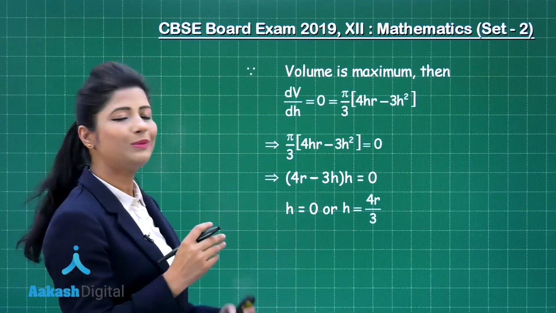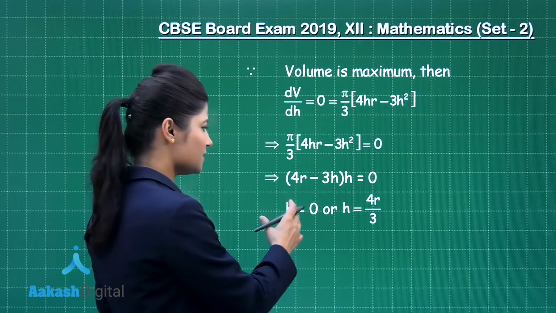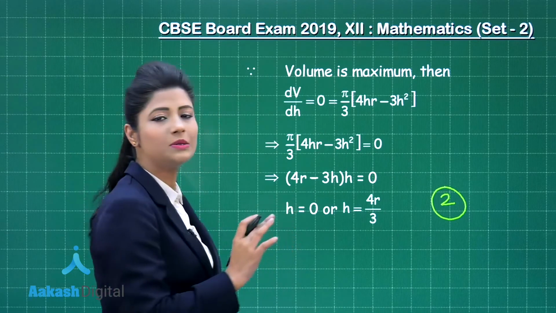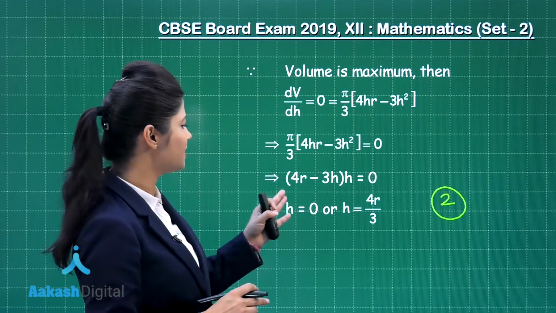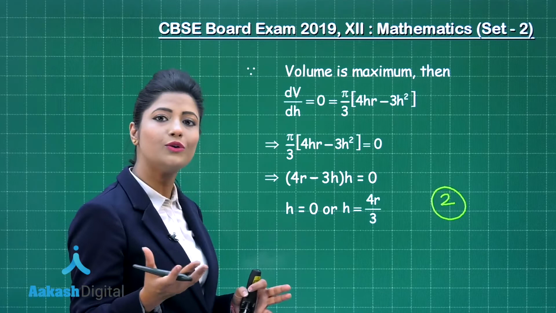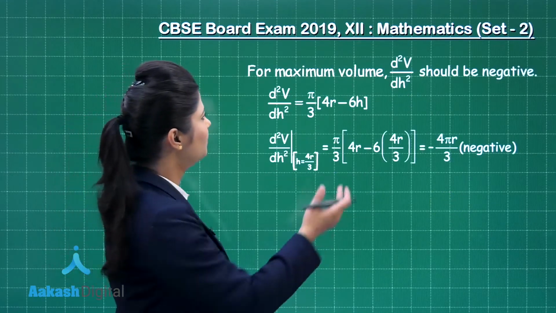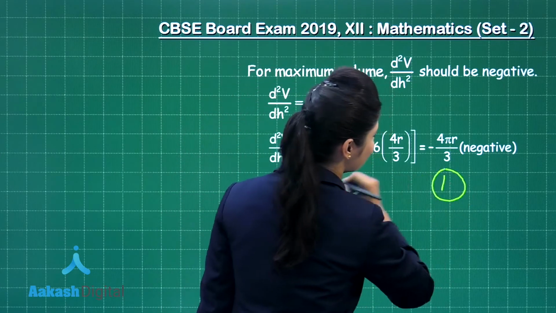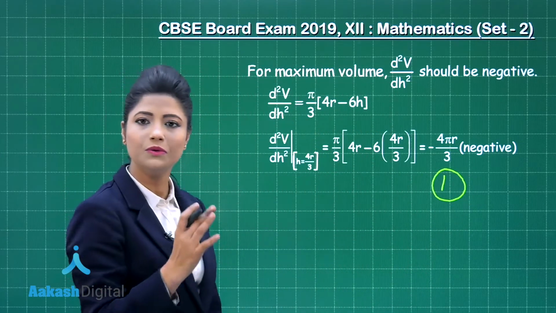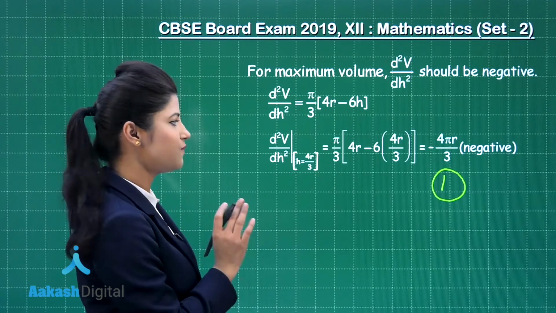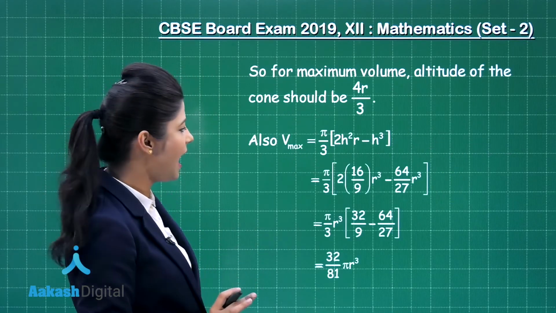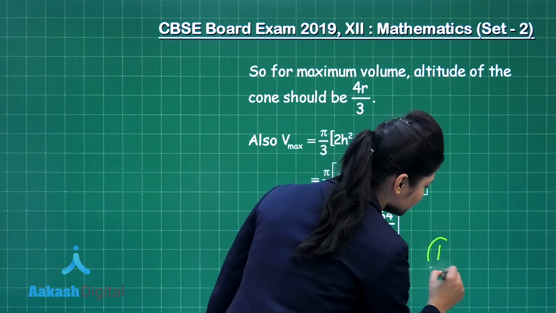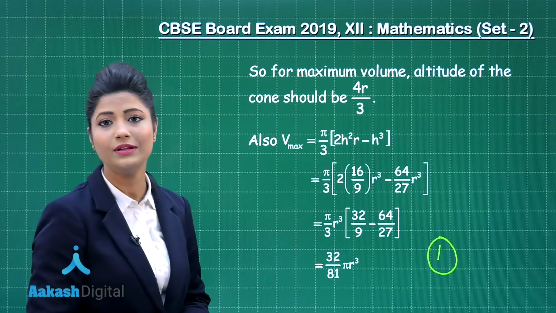And next, when you obtain the two possible values of h, that is 0 and 4r by 3, you will obtain 2 marks. Why are we neglecting h equal to 0? Because h equal to 0 means there is no altitude for the cone. Next, when you obtain d2V by dh square as a negative quantity, it is clearly shown that h will be equal to 4r by 3 for the case of maximum volume. Here you get 1 mark. And when you find the maximum volume of the cone, you get another 1 mark, which gives a total of 6 marks for this question.